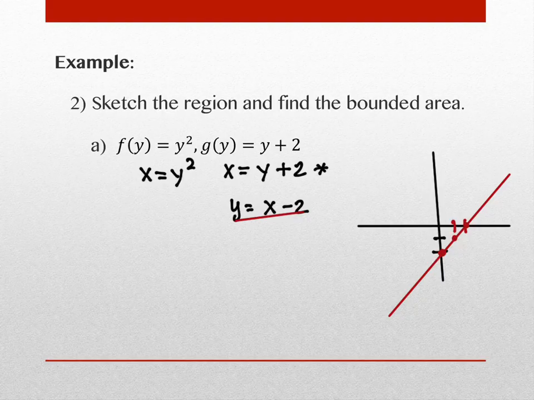So this is the red one. Okay. Now, you know what the graph of y equals x squared looks like, but this says x equals y squared. Do you know what that looks like? It's not a function. Y equals the square root of x. Okay, so that's a good first thought.